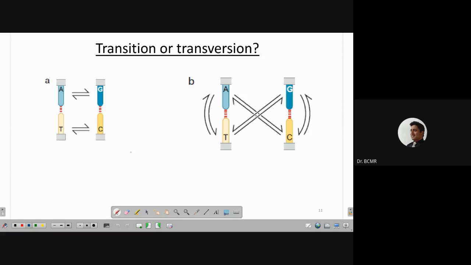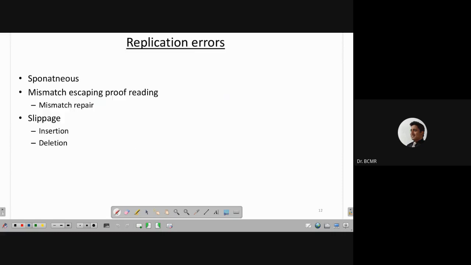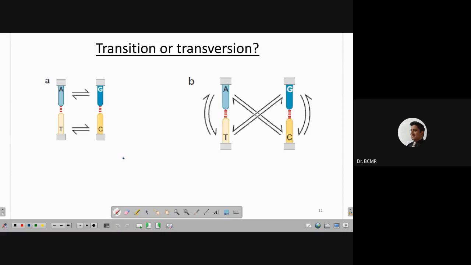The change can be insertions, deletions, inversions, duplications, and so on. And in that, we also have substitutions. Substitutions can be of two types, transition and transversion. Purine to purine or pyrimidine to pyrimidine is transition. If it is vice versa, that is purine to pyrimidine or pyrimidine to purine, then it is transversion.